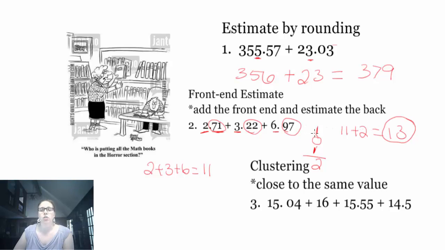You and your neighbor might have a little bit different answer. On the front end, you should have the same, but on some of these others, if it doesn't tell you where to round it, then don't stress about it. Just make it as easy as possible.